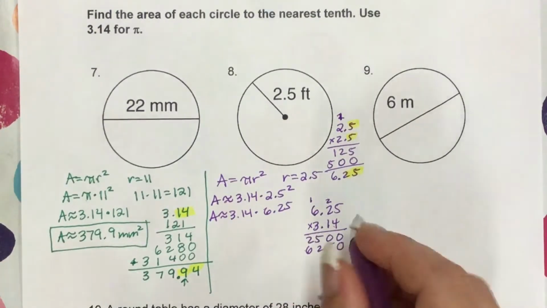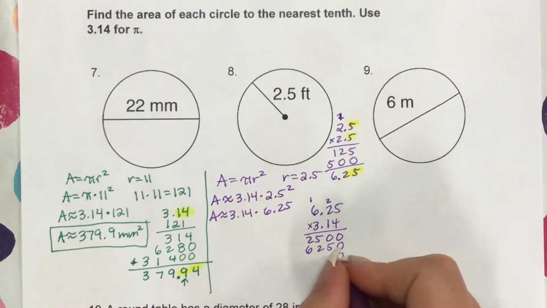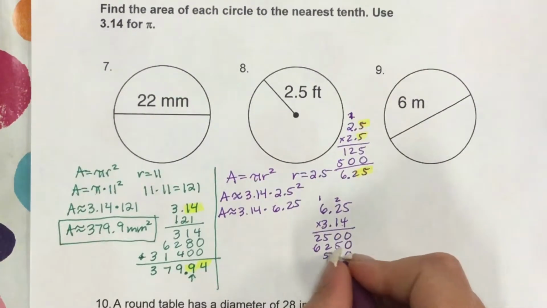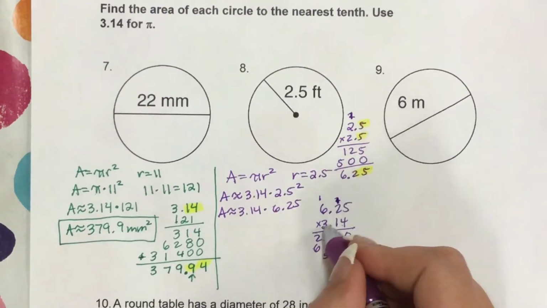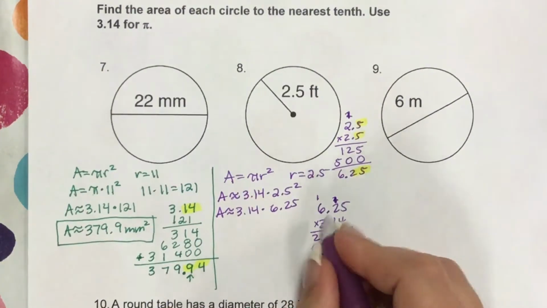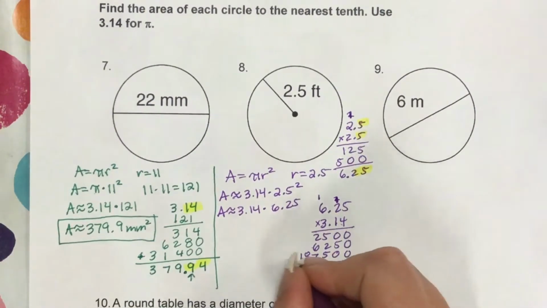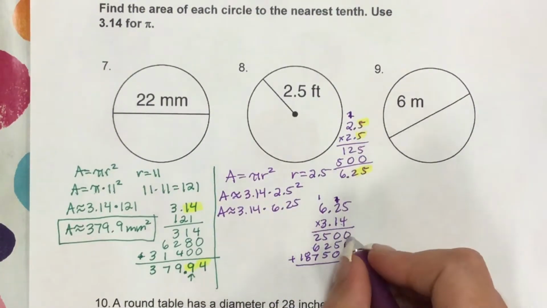Now I'm in the 100 spot, so I have to put a 0 in the 1s and a 0 in the 10s so I can start. 3 times 5 is 15. Write the 5, carry the 1. 3 times 2 is 6, plus 1 is 7. And 3 times 6 is 18. I'm just going to go ahead and add all these numbers up.